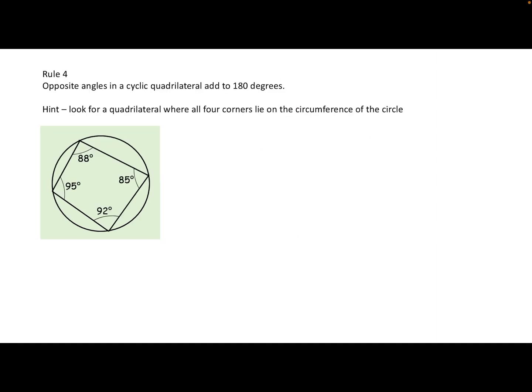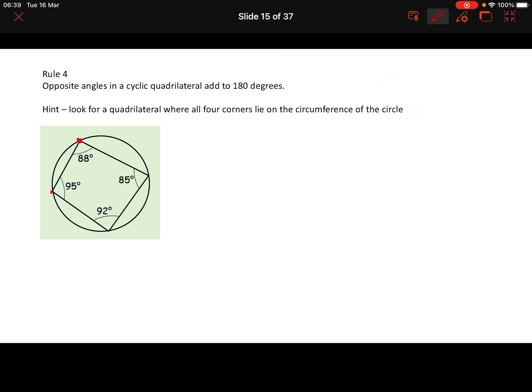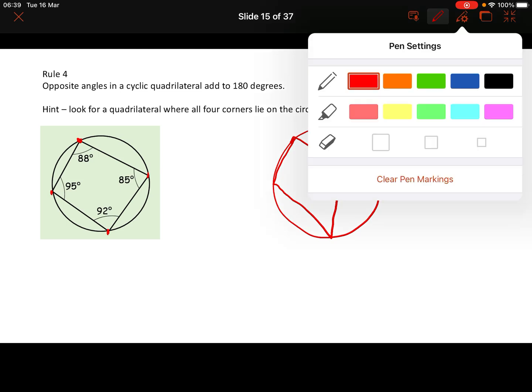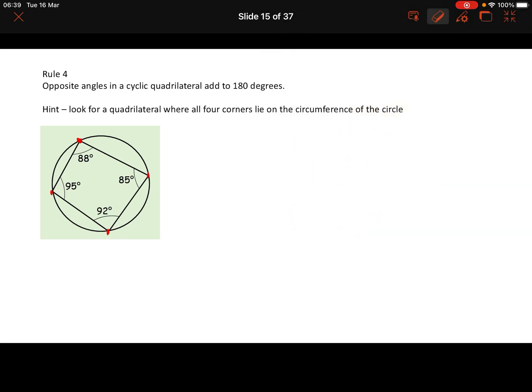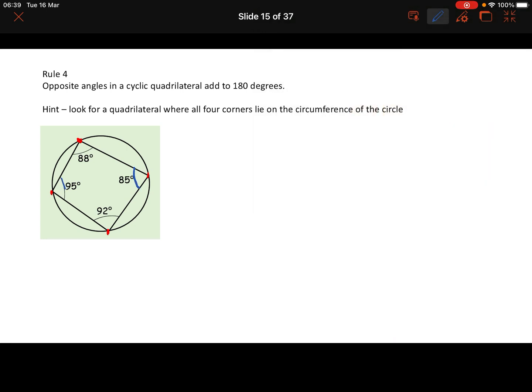Okay, rule 4. Opposite angles in a cyclic quadrilateral add to 180 degrees. Now, a cyclic quadrilateral must have all four corners on the circumference. For example, if you have this, that is not a cyclic quadrilateral because this point is not on the circumference of the circle, okay? So make sure that you're actually dealing with a cyclic quadrilateral, and then we know this plus this is equal to 180, and this plus this is also equal to 180. So let's use it.